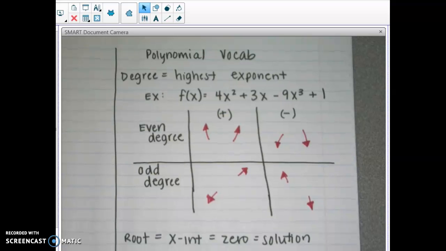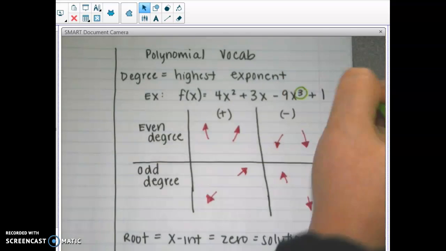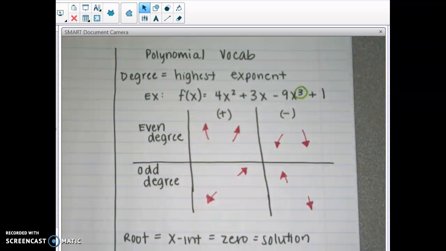Typically, we try to write a polynomial in order from the highest exponent to the lowest exponent, but if the question says find the degree of the polynomial, I don't want you to get used to only looking at the first term. So for this, my highest exponent is 3, so that would actually be the degree of my polynomial.